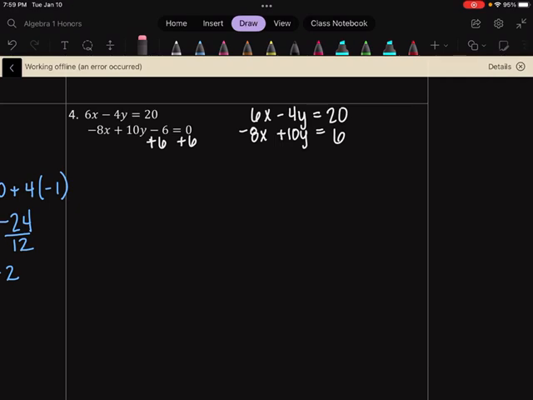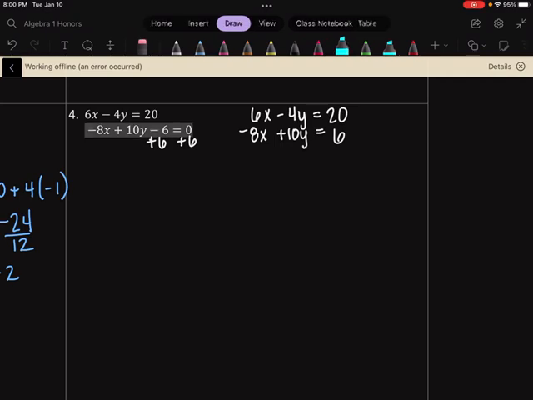What is easier? It really doesn't matter. It's just kind of asking yourself, what's the least common multiple that I can get for one of these variables? 6 and 8, the least common multiple for that is 24. And then 4 and 10, the least common multiple of that is 20. Again, does it matter which one? No. I'm going to go with just the y's, okay?